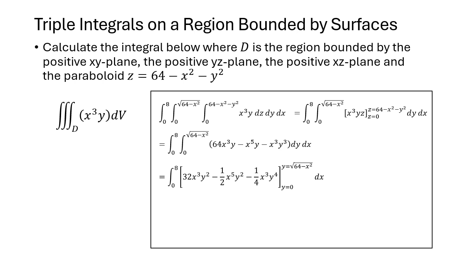We can then plug in, which will result in the integral from 0 to 8, 32x cubed times 64 minus x squared minus 1/2 x to the 5th times 64 minus x squared minus 1/4 x cubed times 64 minus x squared raised to the 4th. At this point, we could do this integral by hand. It would take a considerable amount of time, since all that would really need to be done would be distributing and multiplying these out and then taking antiderivatives.